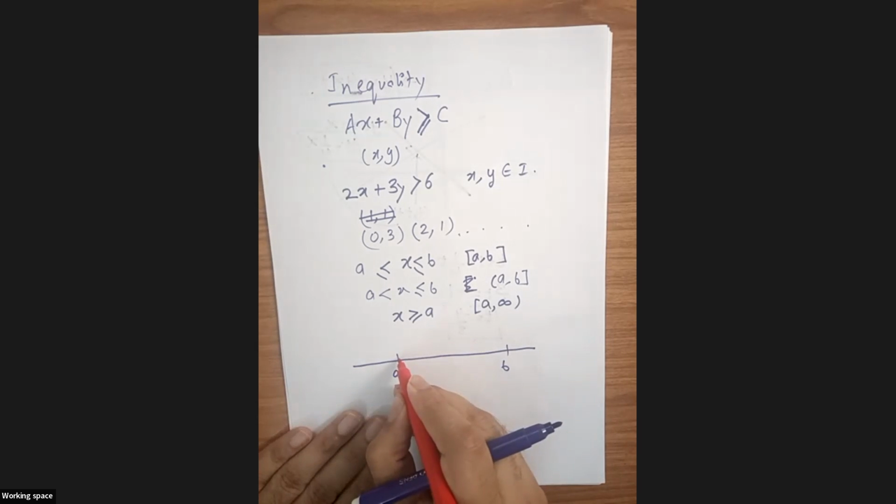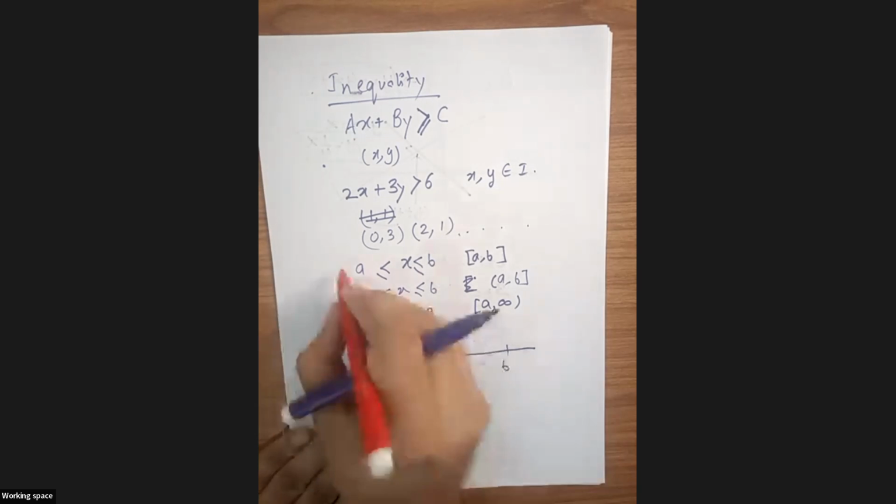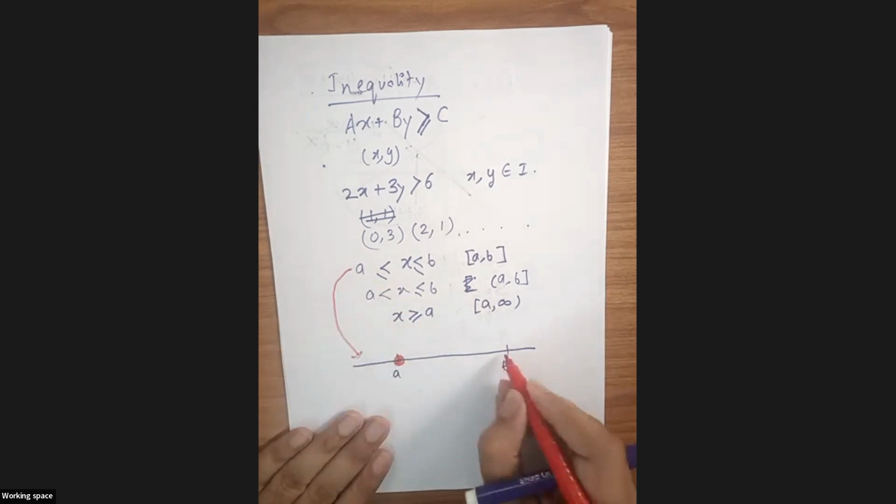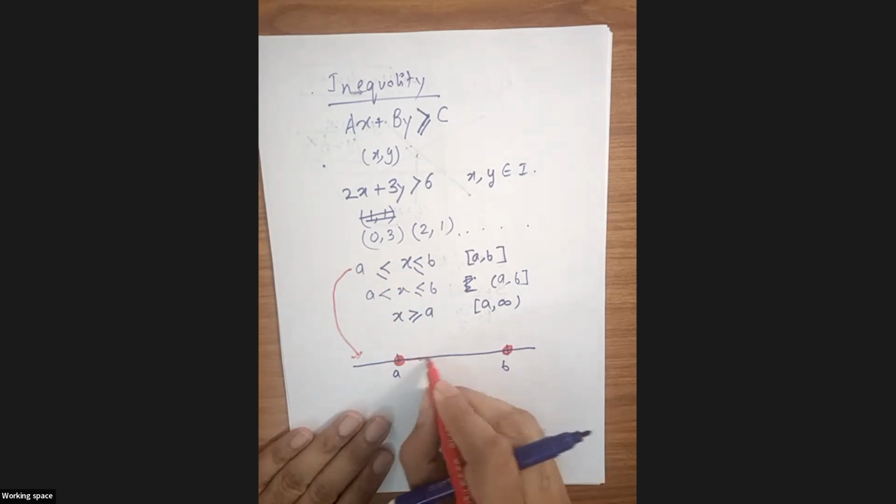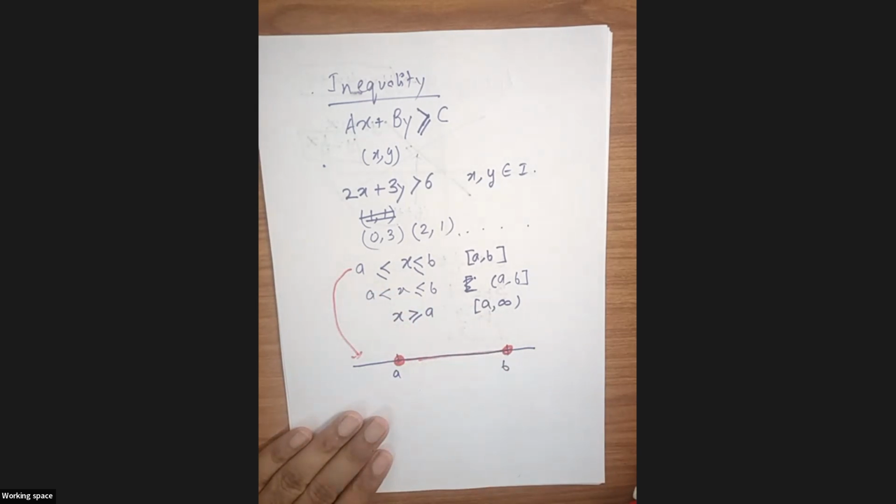Now, A and B are included, so I'll use circles over there. Not only a circle? Yes, I'll use solid circles if I'm representing this on number lines. मैं solid circles बनाऊंगा और उनको connect कर दूंगा. Solid circle means these limits are included.